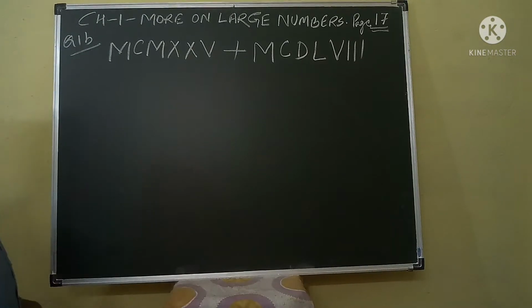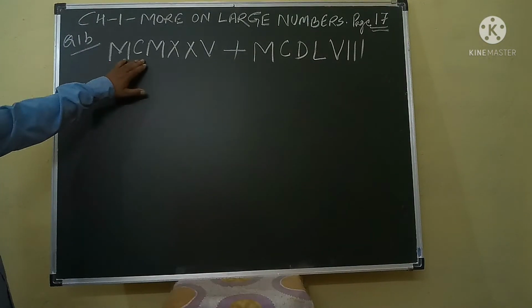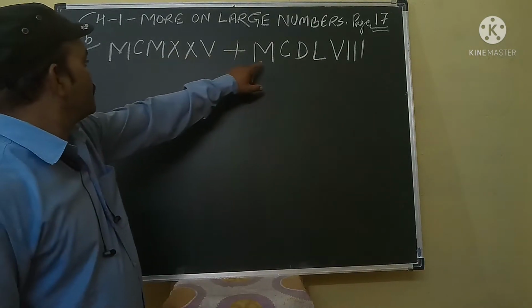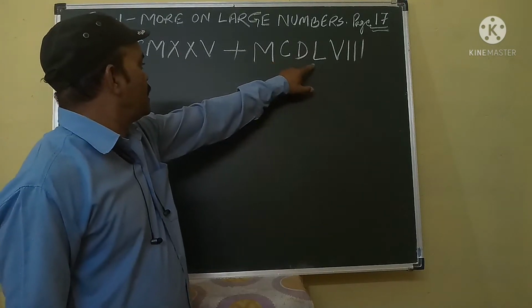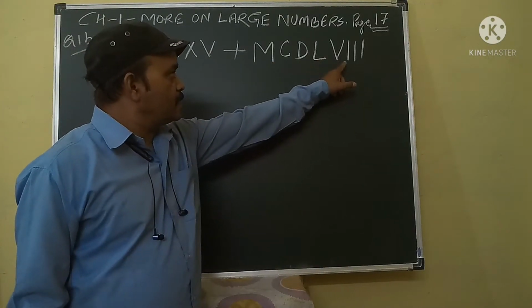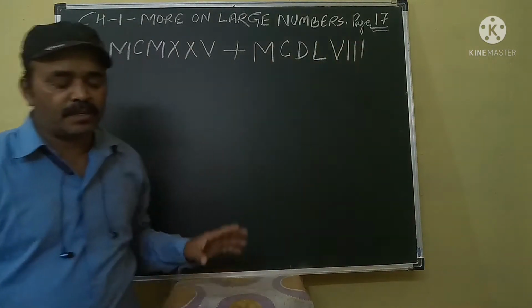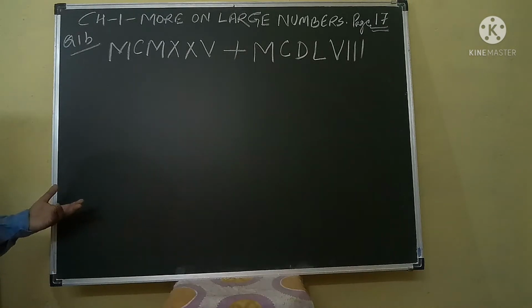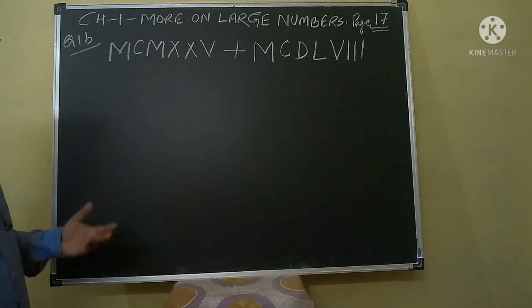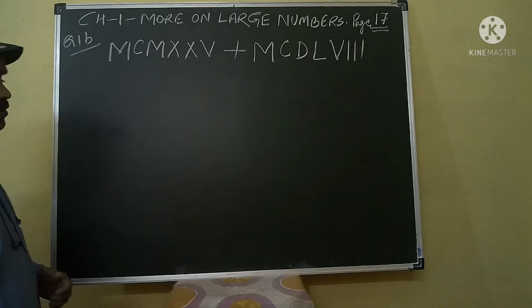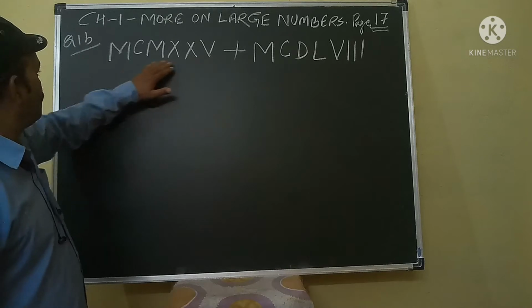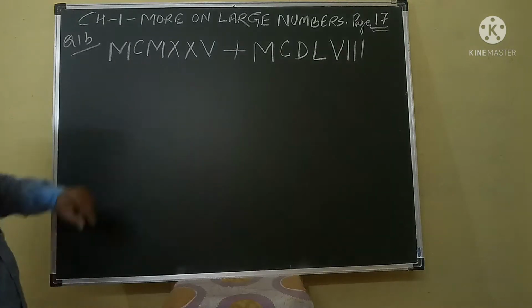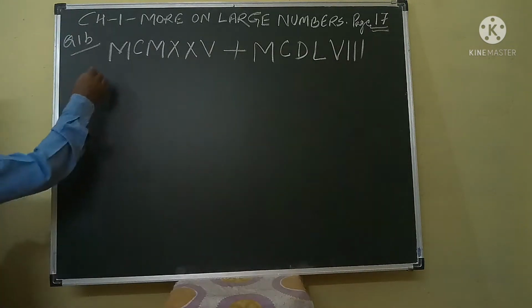Now your second question is M C M X X V plus M C D L V I. This is your question. We apply the same procedure. You will find the answer in Roman numeral. So what will you do? First we will discuss which natural number each symbol stands for.